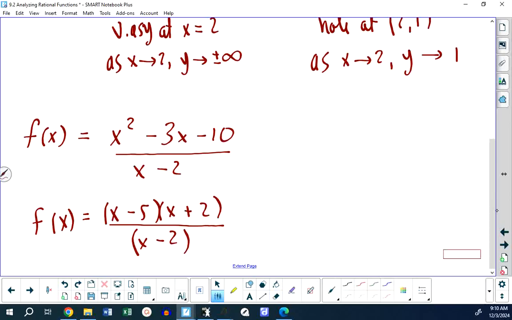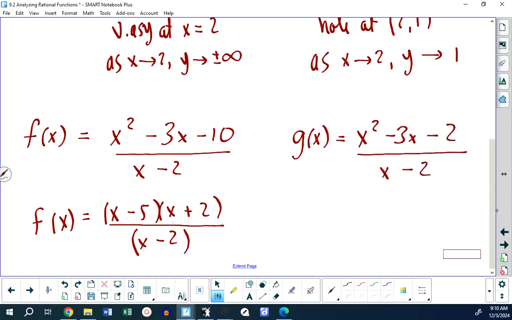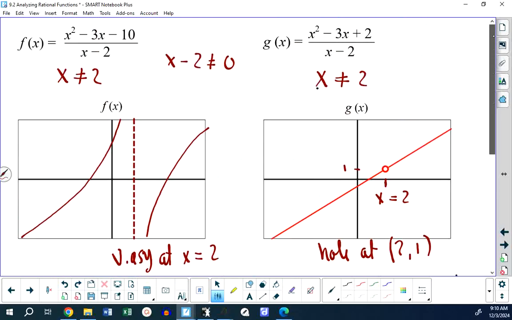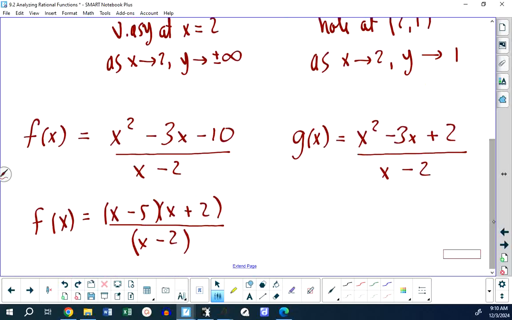What about this one? Well, g of x. Is the difference here that the negative 10 is negative 2 for g of x? In your handout? Okay. So g of x is x squared minus 3x minus 2 over x minus 2, plus 2. Correct? Okay. Are there two numbers that multiply to give 2 and add to give negative 3? Well, of course, x minus 1, x minus 2 over x minus 2.